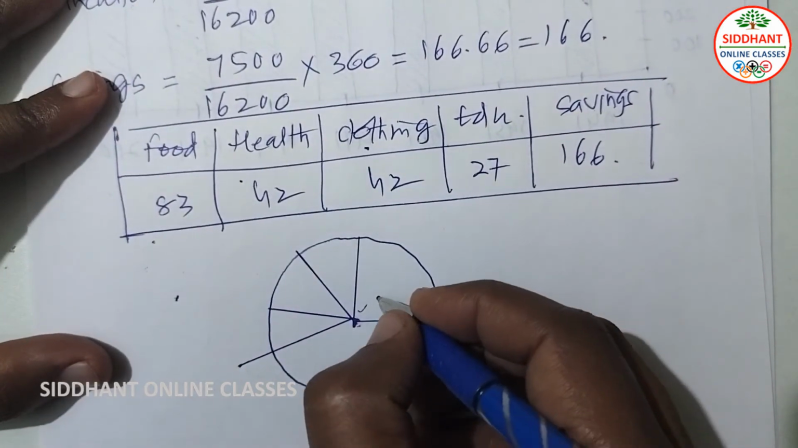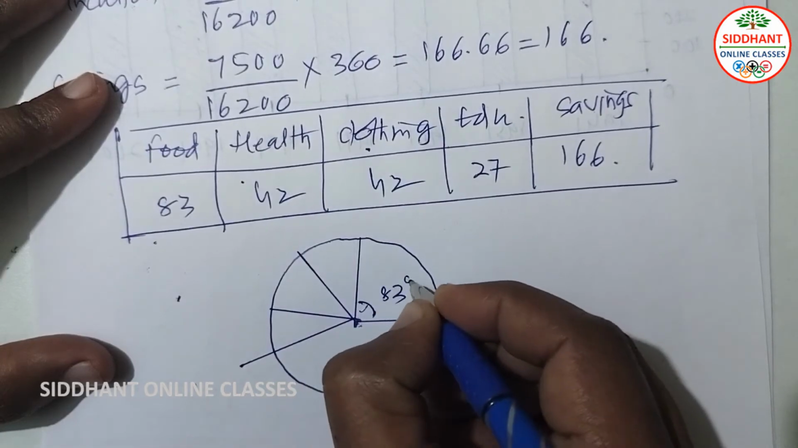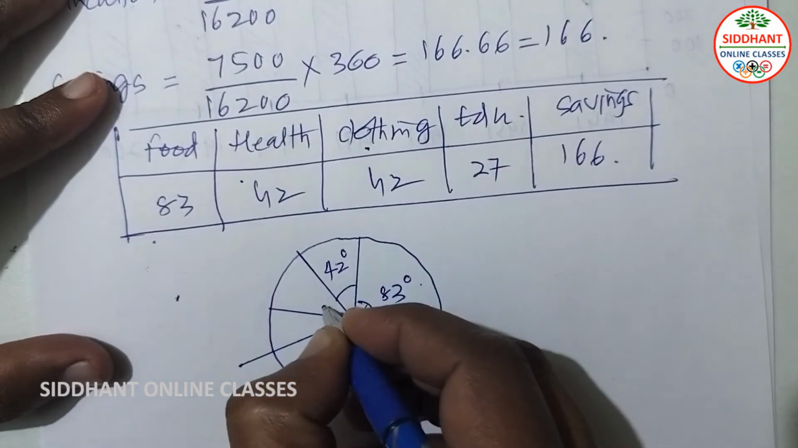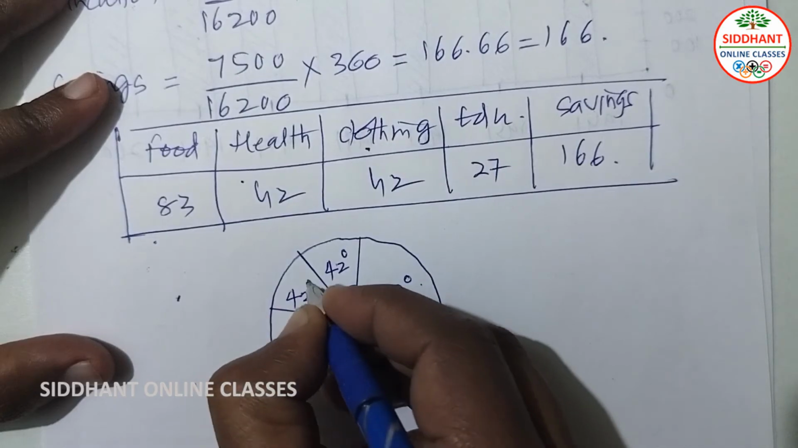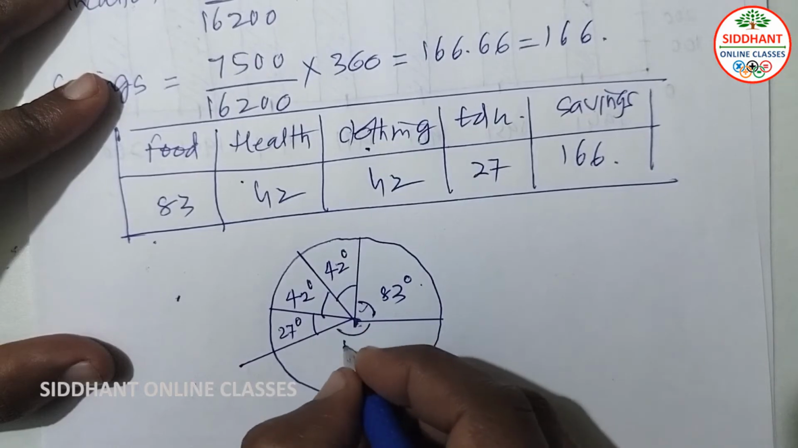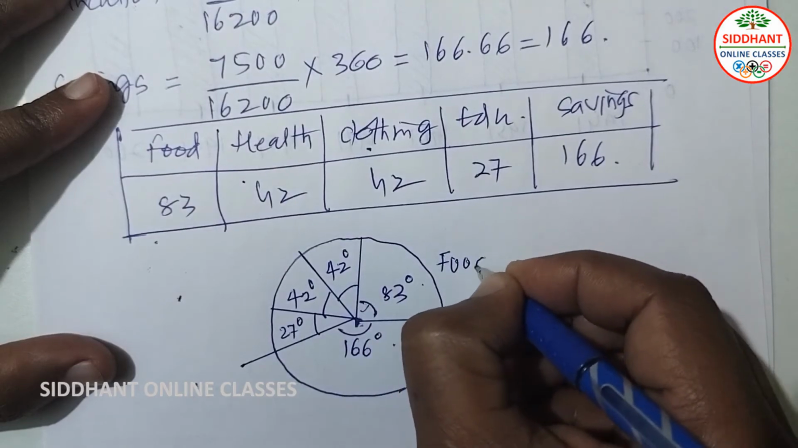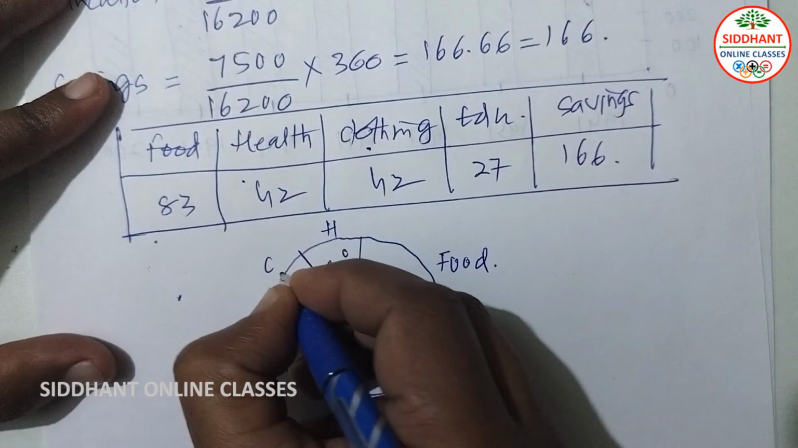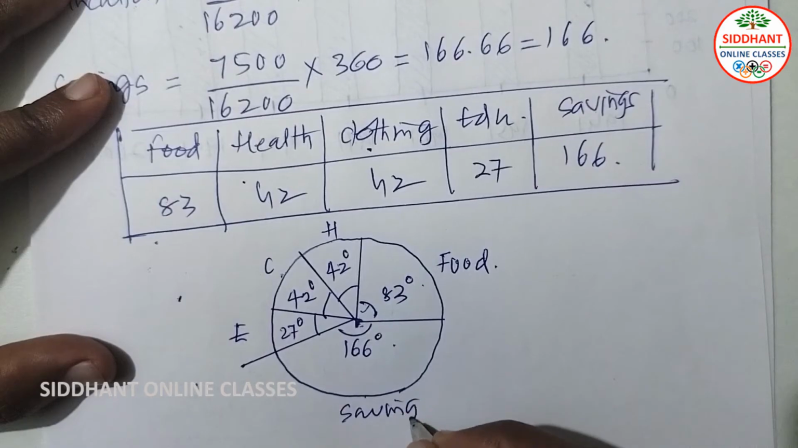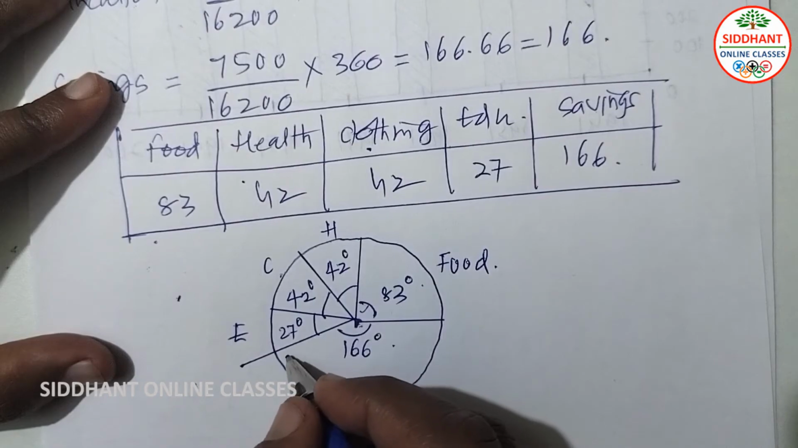So we just write here, this is angle 83 degrees, this 42 degrees here, 42 degrees here, 27, and here 166 degrees. And this part we take it as food, here health, here clothing, here education, and this will be savings. If required, you can shade the observations.